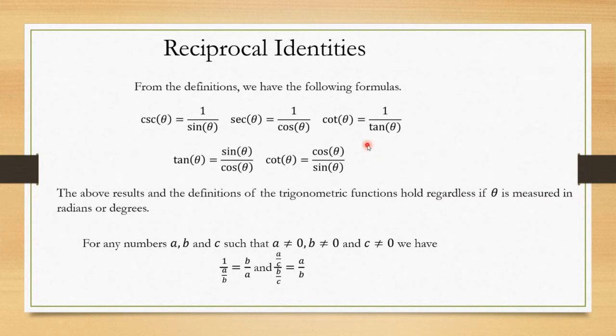And in fact, tangent of theta turns out to be sine of theta divided by cosine of theta. It's really not that hard to show it. And then cotangent is cosine of theta over sine of theta. Again, these are just some other identities, they're not the definitions. However, for me at least, it's easy to remember these three trig functions: cosecant, secant, cotangent.